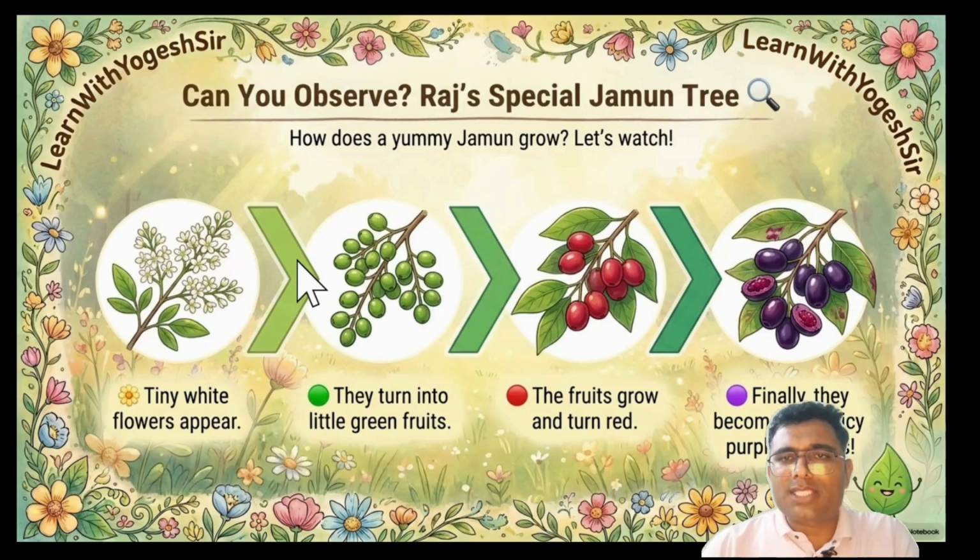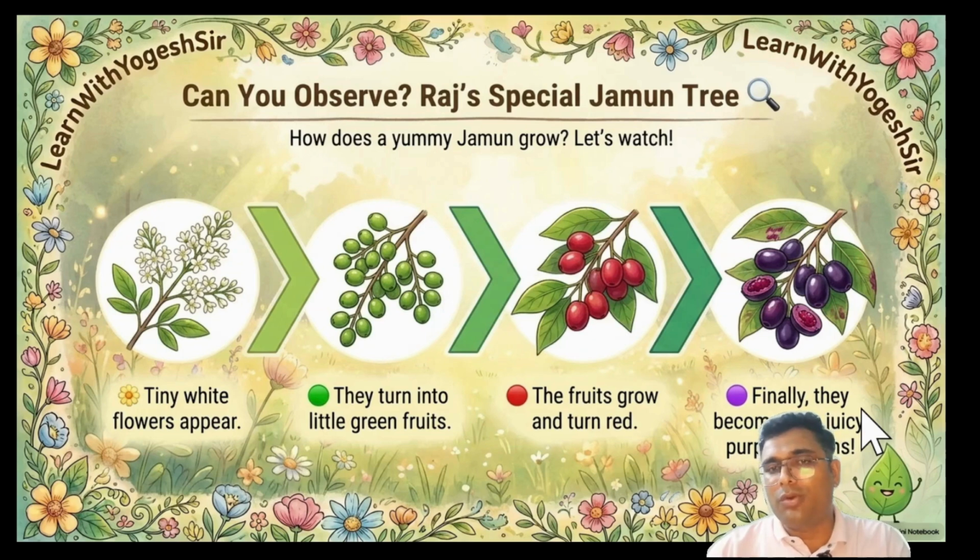Can you observe Raj's special jamun tree? How does a yummy jamun grow? These are the steps of how a jamun grows. Tiny white flowers appear first, then they turn into green fruits. That green fruit then turns red, and finally becomes ripe, juicy purple jamuns. I believe that all of you love to eat jamun.